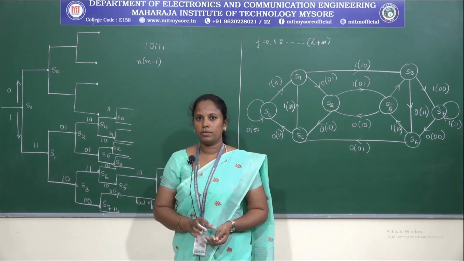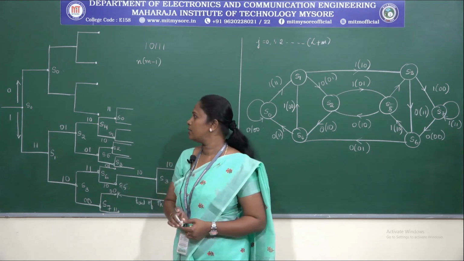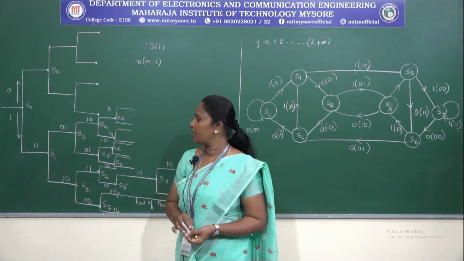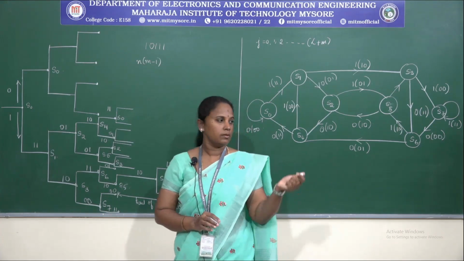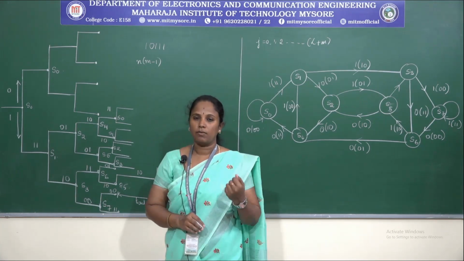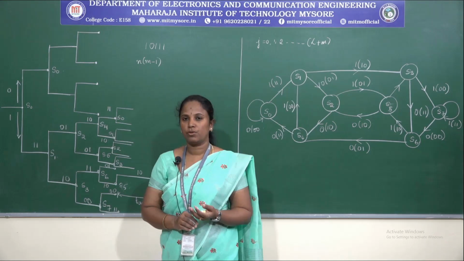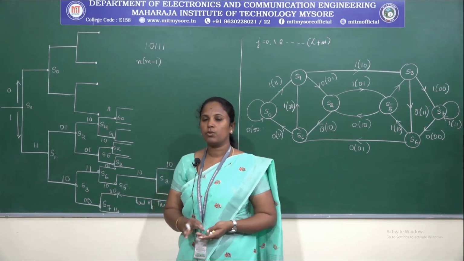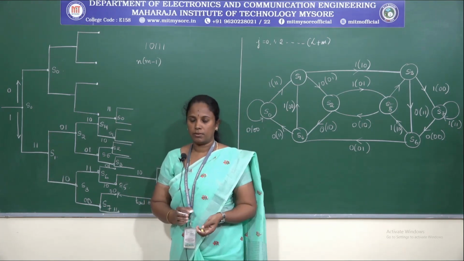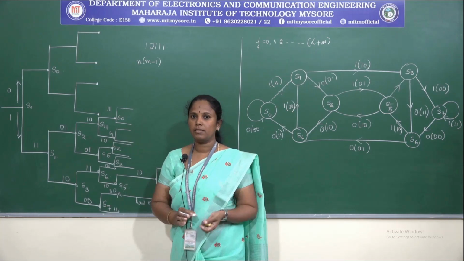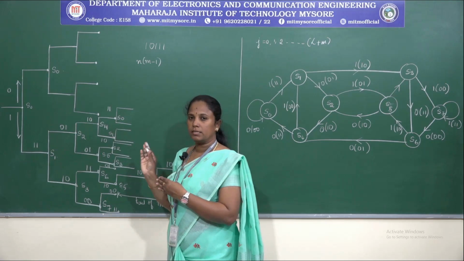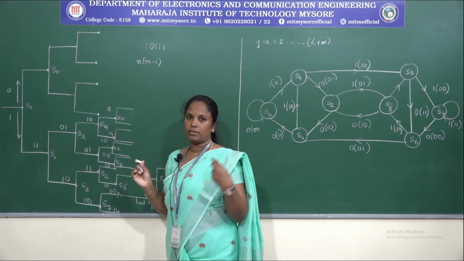So let us continue with the convolutional encoder. That is with respect to the code tree, how we need to write the code tree, and from the state diagram we came to know how we can write the code tree. That means how a convolutional encoder can be represented in terms of a code tree. So now, using the code tree, we are going to write one more diagram which is called the Trellis diagram.